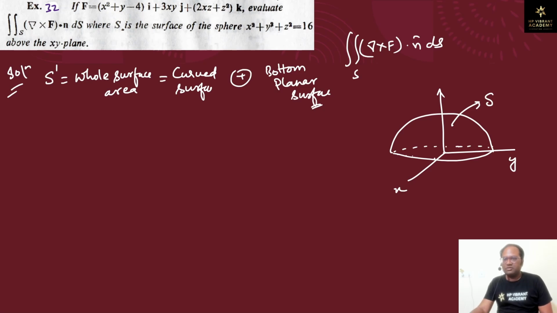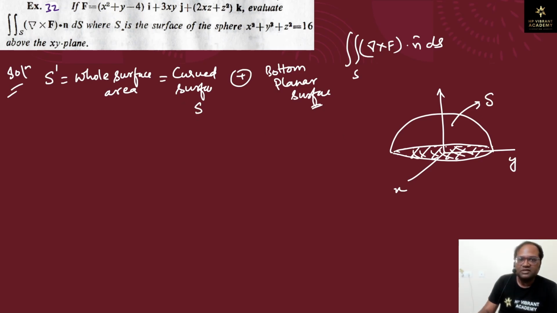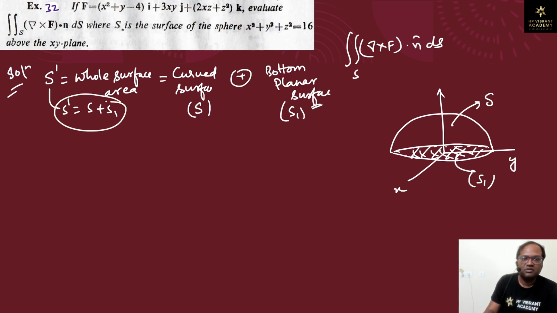Okay, so this is our bottom planar surface, this one. This is the bottom planar surface and this is the curved surface. So the curved surface is S and the bottom planar surface, let us take this as S1. So we have S dash is equal to S plus S1. Now let us apply the Gauss divergence theorem.